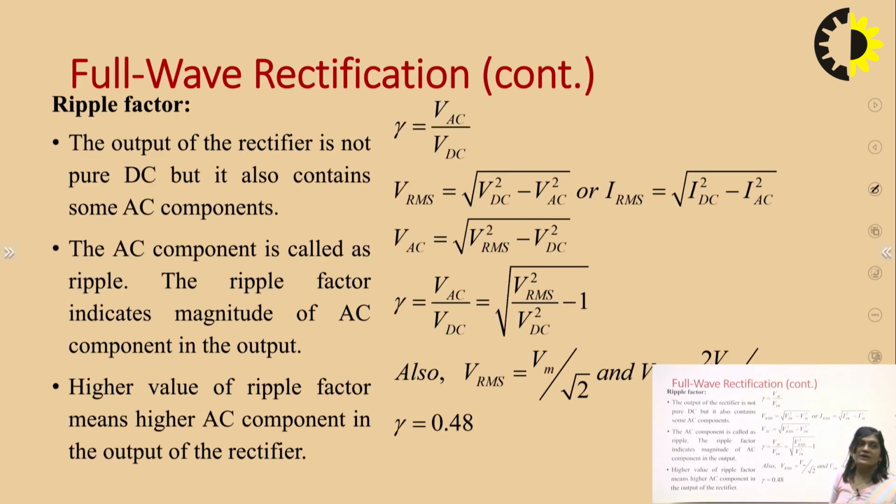After that, the ripple factor in the case of the full wave rectifier. Similarly to the way we did it for the half wave rectifier, we have to do it for the full wave rectifier also. We simply put the values of VRMS and VDC here. VRMS will be equal to Vm upon root 2, and VDC will be equal to 2 Vm upon pi. So we will get 0.48 for the full wave rectifier.